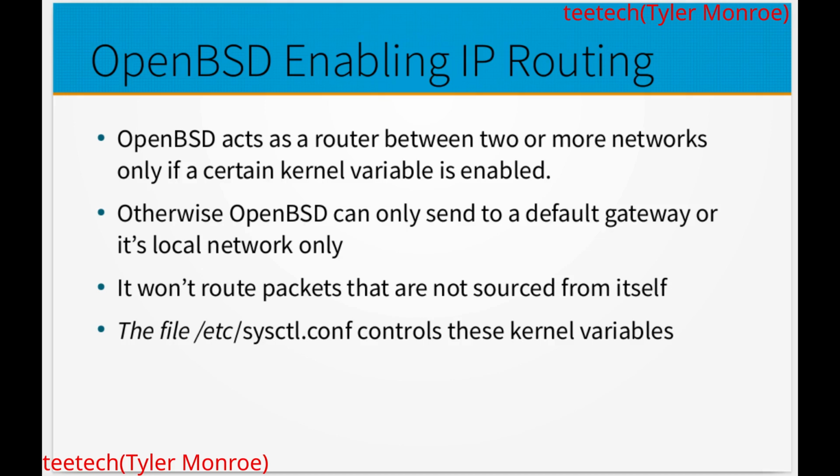But if it's not enabled, it won't route packets that are not sourced from itself. Okay? And the file that controls this is in /etc, and it's called sysctl.conf. So we can control multiple kernel variables in that file that control multiple parts of the kernel. But the main one we're worried about is called net.inet.ip.forwarding. And we either can set that to 0 to be off or 1 to be on. And that is what we're going to be setting.